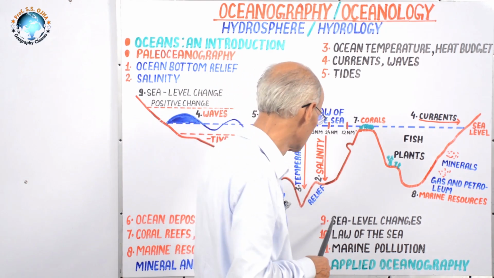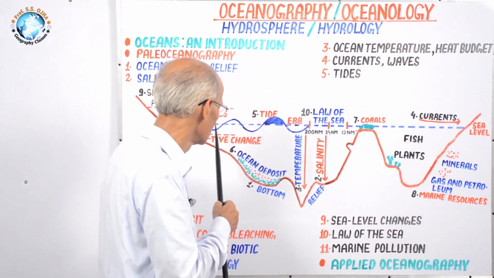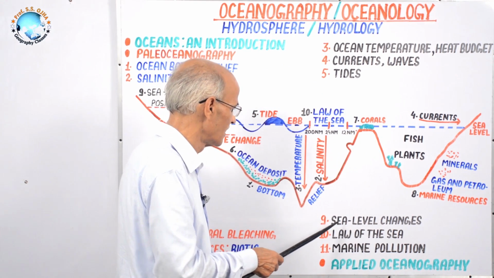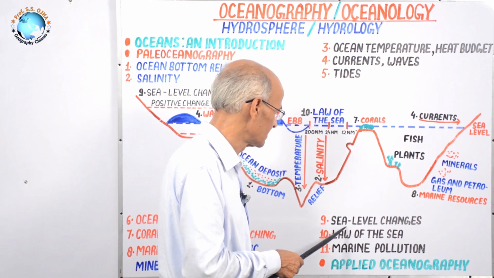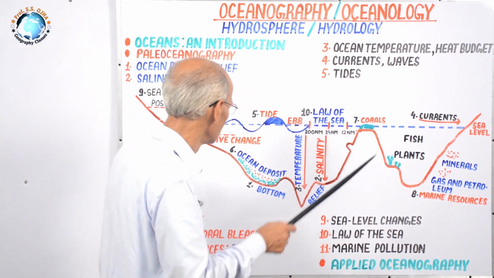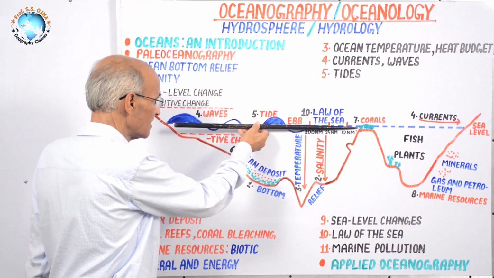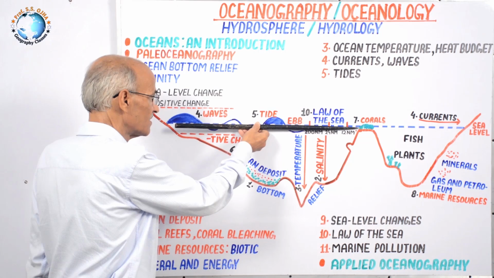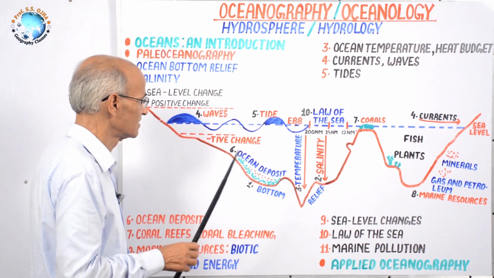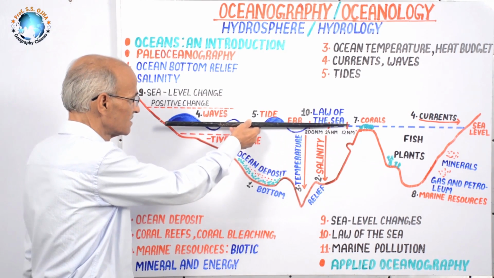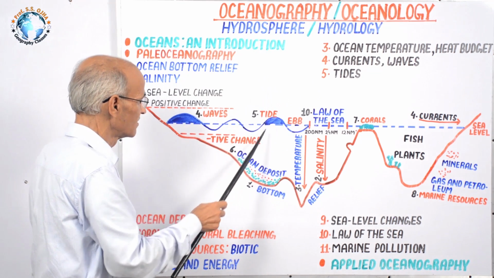And the next point is sea level change. After going through all the topics of oceanography, the next very important phenomenon we are observing is sea level change. This is a permanent sea level, called mean sea level. This is permanent, but due to climatic change, this sea level varies. Why? Because the surface of the sea is in direct contact with the atmosphere.